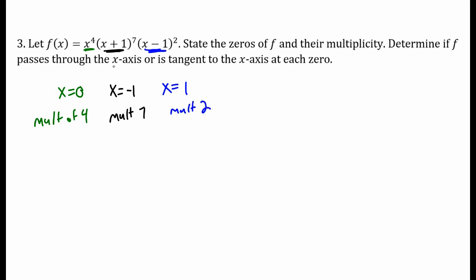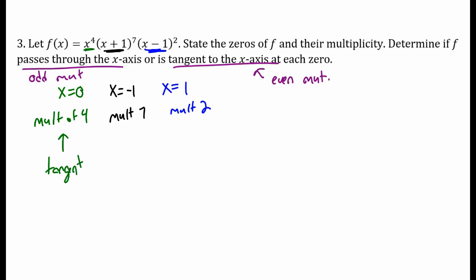Determine if f passes through the x-axis or is tangent to the x-axis. Well, you're tangent to the x-axis if you have an even multiplicity, and you pass through if you have an odd multiplicity. So the function's going to hit x equals 0 and be tangent to it and turn around. It's not going to cross through. It's going to touch x equals 0 and then turn back around. x equals negative 1, it's going to pass through. It's going to cross through the x-axis because it has an odd multiplicity.